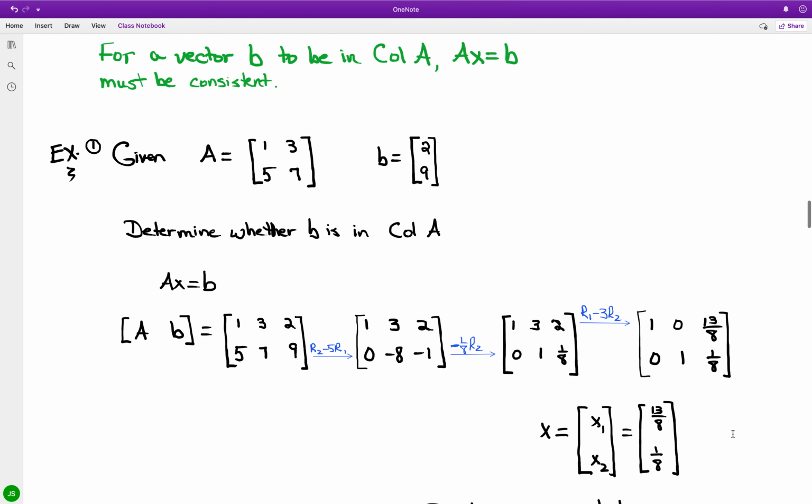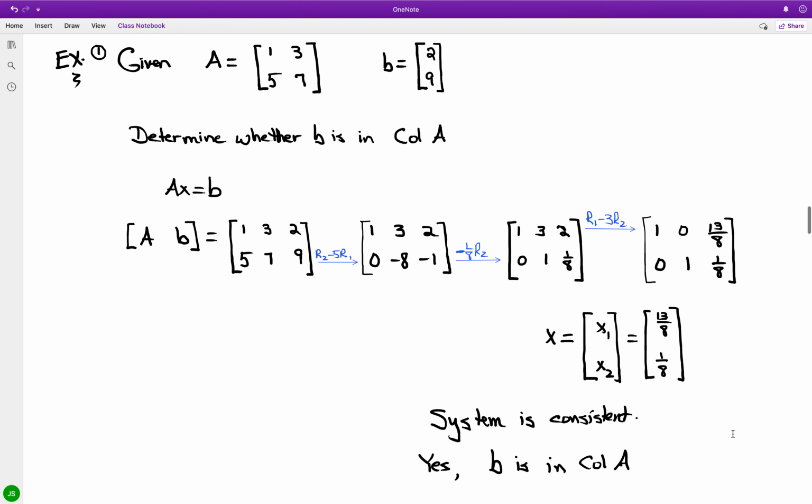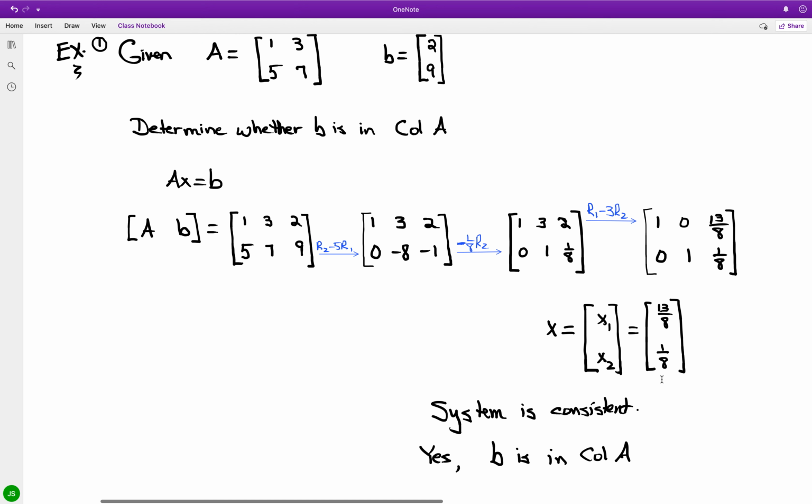For our solution in X, the system is consistent, so B is in the column space of A. X of 1 is 13/8, and X of 2 is 1/8. Again, we have a consistent system that has only one solution for X of 1 and X of 2, and because we have consistency, B is in the column space of A.